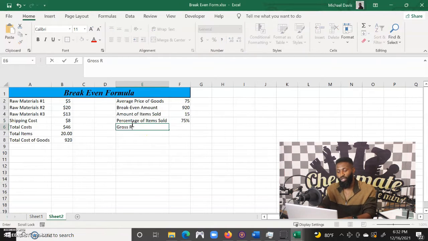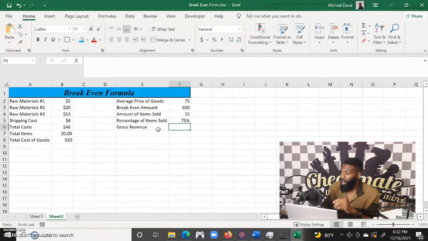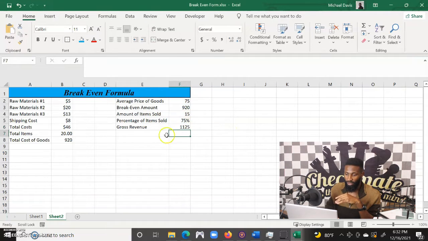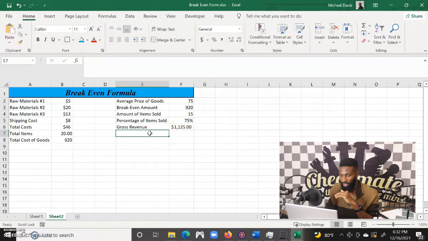Now we need gross revenue, right? That's before Uncle Sam gets involved. And this one is going to be simple, right? This is going to be F2 times E4, right? The average price of goods times how many items we sold. That's going to give you the $1,125. Let's put it in numerical with the money.